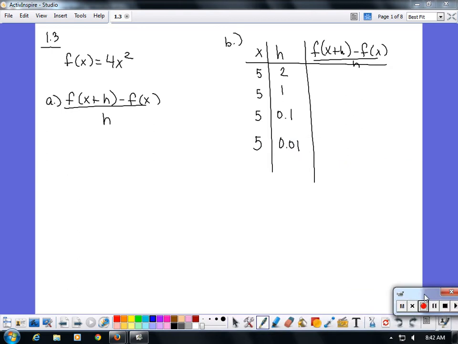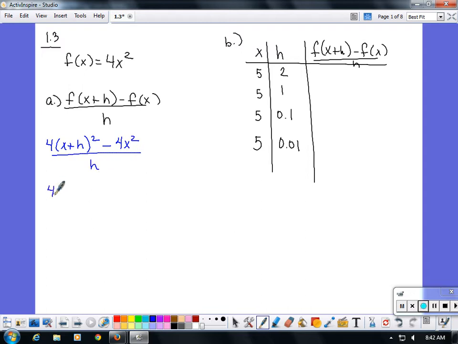1.3. So first we've got to use the difference quotient, and then we're going to fill in the table. So f of x plus delta x means plug in f of x plus h. Plug in x plus h for x in your original. Subtract off your original, divide it by h.